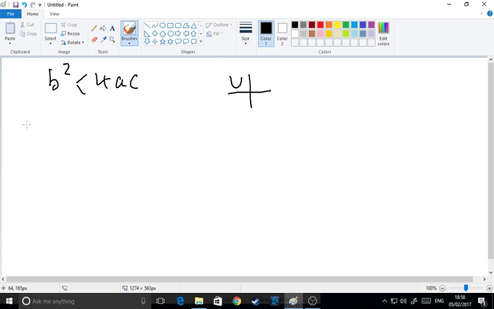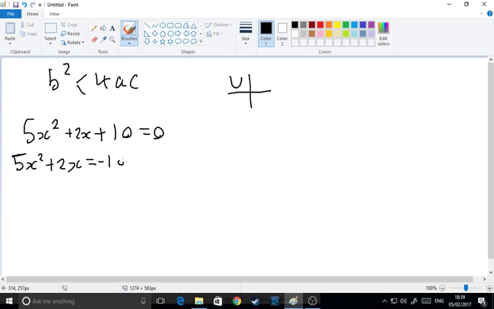So say we had 5x squared plus 2x plus 10. Because that would make 4ac definitely higher than b squared. So we'd say that's equal to 0. We cannot do anything with this. This would get too hard. So we complete the square. Okay, so let's start by moving over the 10. 5x squared plus 2x equals minus 10. Now let's take out the 5.